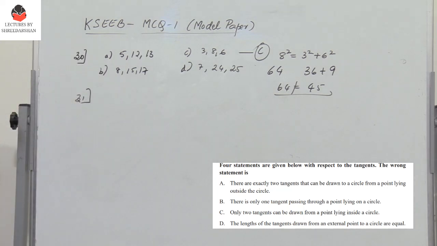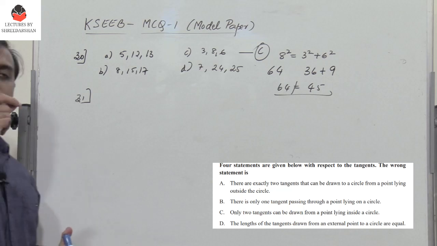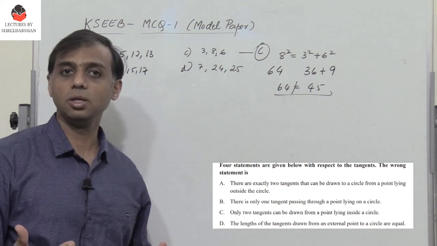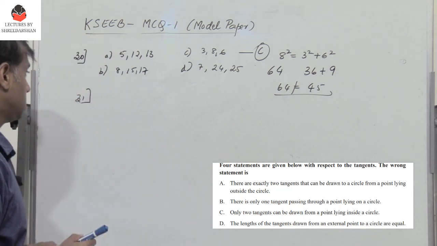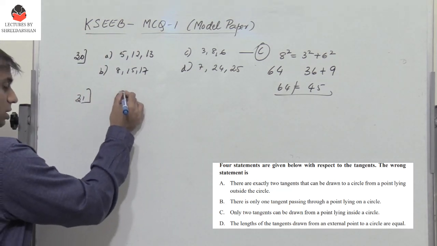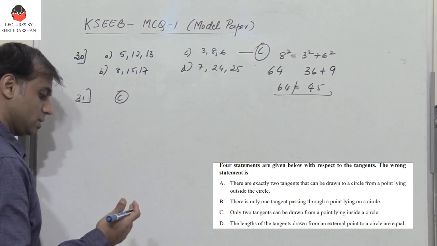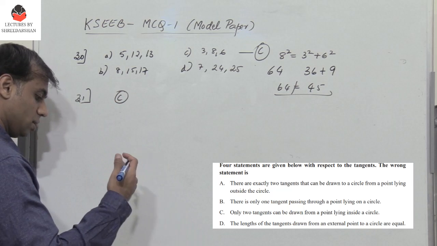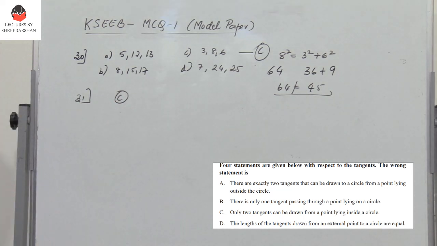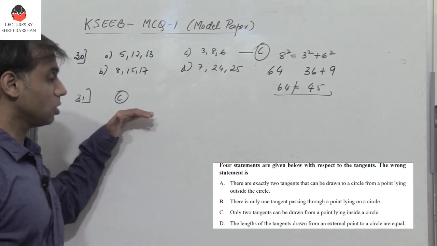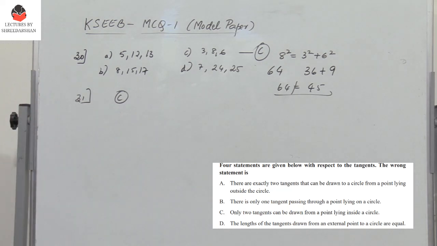Next, only 2 tangents can be drawn from a point lying inside a circle. So from a point inside the circle, you can possibly not draw a tangent. So statement C is the wrong statement. What about the fourth one? The lengths of the tangents drawn from the external point to a circle are equal. That is also a right statement. So therefore the wrong statement is the statement C.